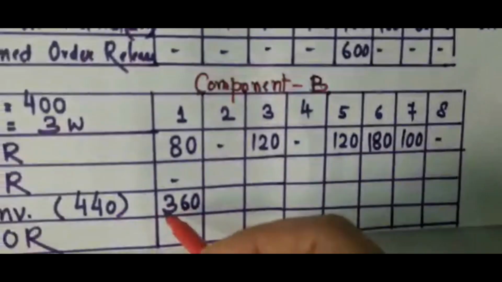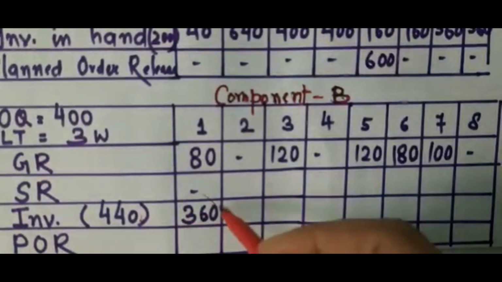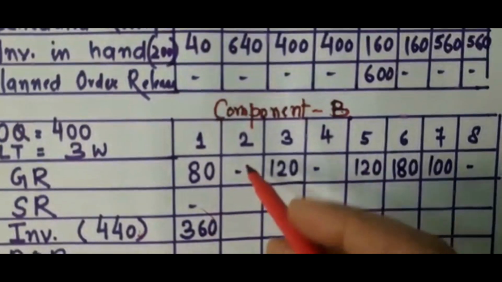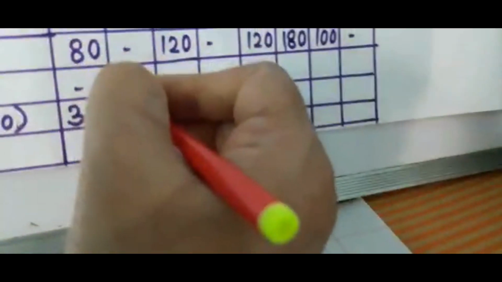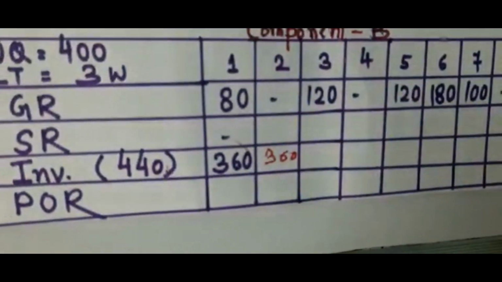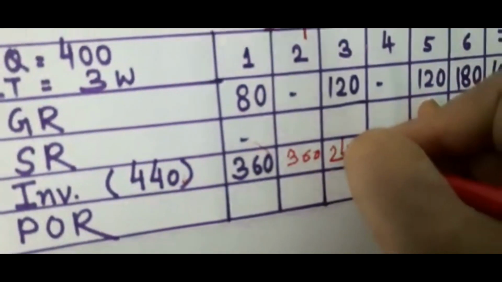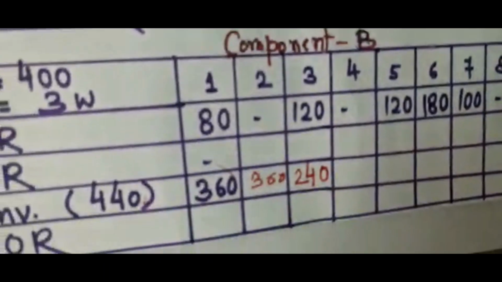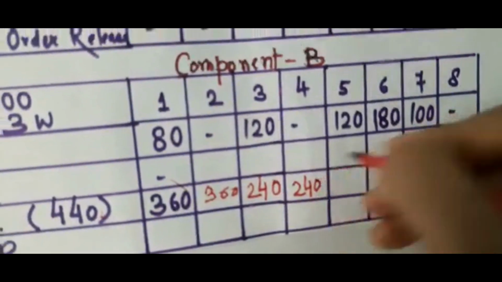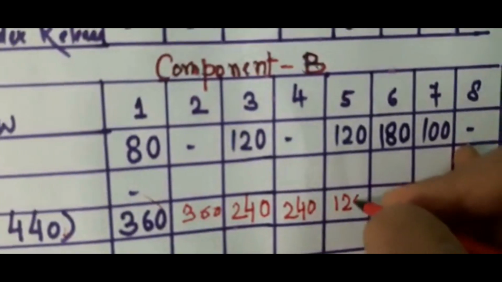440 is the inventory in hand. In the first week I need 80 units, so my inventory in hand at the end of first week is 360. There is no requirement in second week, so this 360 will continue. So I will write here 360. Now 360 minus 120, so it becomes 240. There was no requirement in week 4, so again 240 remains. In the 5th week the requirement is 120, so my inventory comes down to 120.